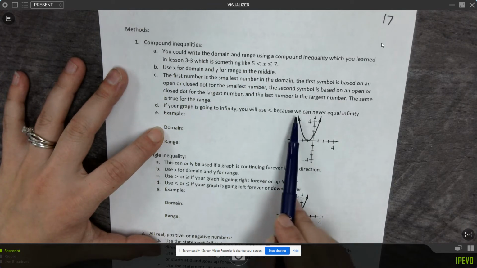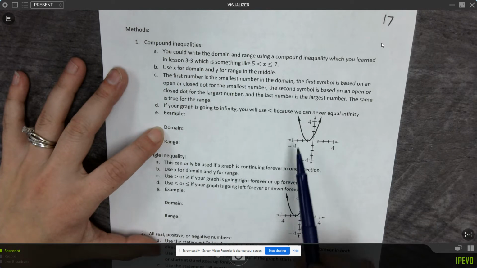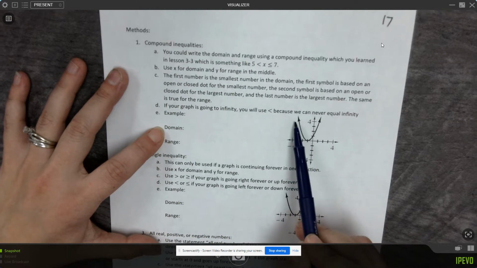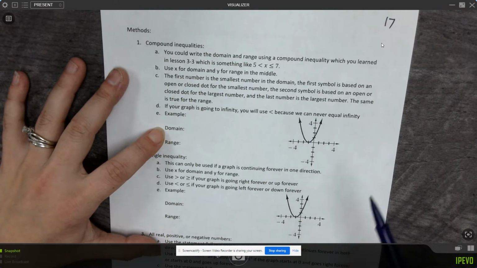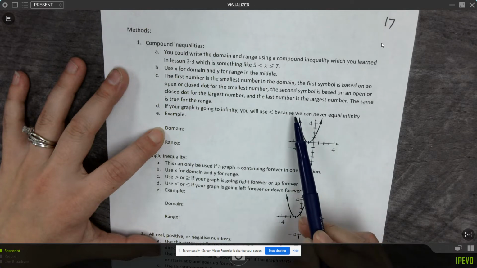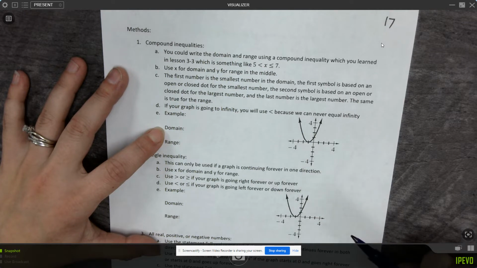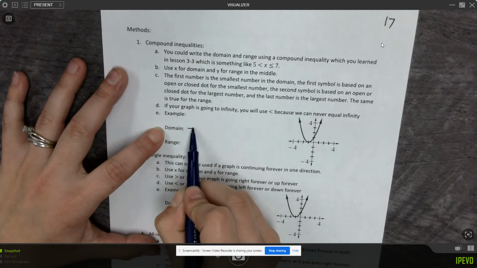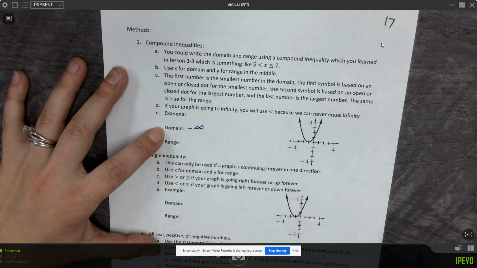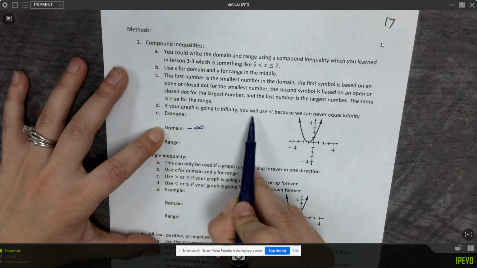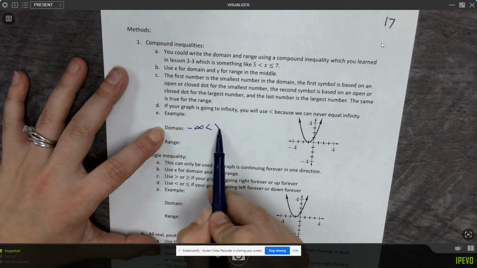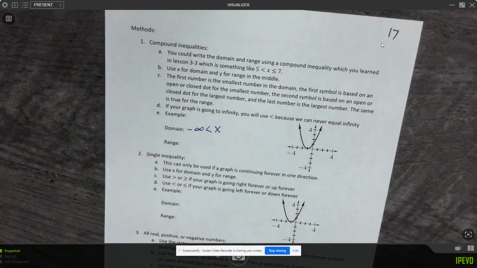So when I look at this graph, the farthest left this graph goes is right here. I start here and I go to the right. So the left, and I see an arrow. If I'm going left with an arrow, that's a negative infinity. If you are going to infinity, use a less than sign. X, because I'm talking about domain.